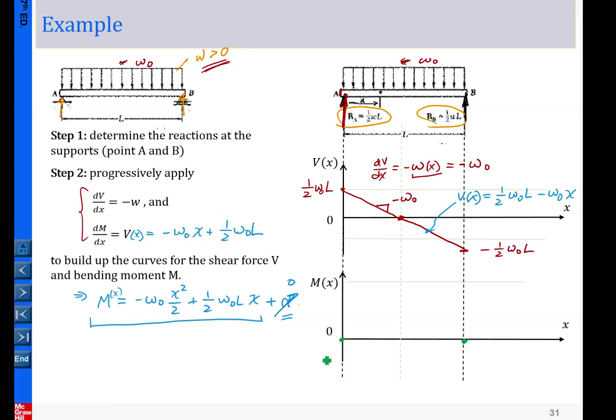For this drawing, I'm going to stick with dM/dx equals V. Let's look at here. That means the slope of the bending curve, the curve we're going to draw, equals the value of V. And how do we do that? We start from here. Let me pick a few points, a few locations here. I'm going to demonstrate the drawing at those locations.